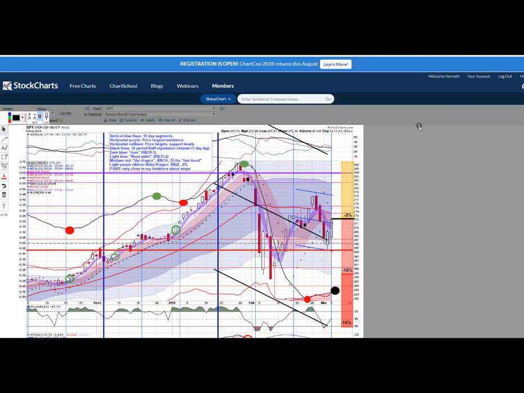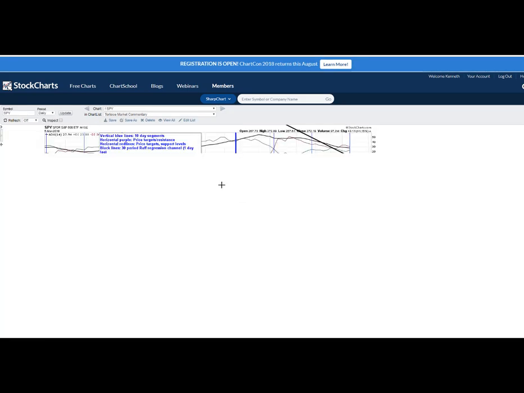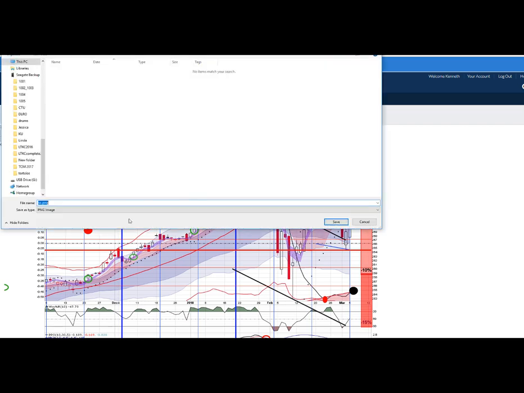Okay, so that's the update for the market health check. We'll save those changes, to save that in my naming nomenclature.